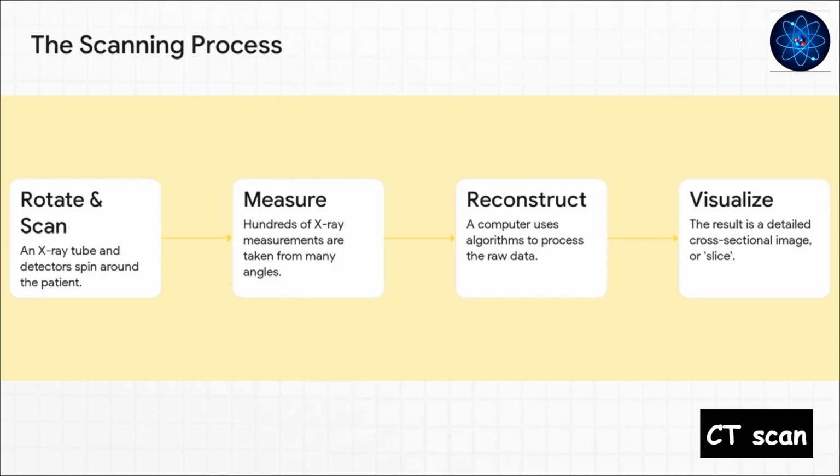So how does it write with these slices? Okay, picture this. You're lying perfectly still, and an X-ray tube and a whole ring of detectors start spinning around you, like super fast. It's this high-tech ballet, and it's taking hundreds of measurements from every possible angle. Then a powerful computer takes that absolute flood of data and, using some seriously complex math, it reconstructs it all, slice by digital slice. And what you get at the end is one of those incredibly detailed cross-sections, a perfect virtual slice of your body.